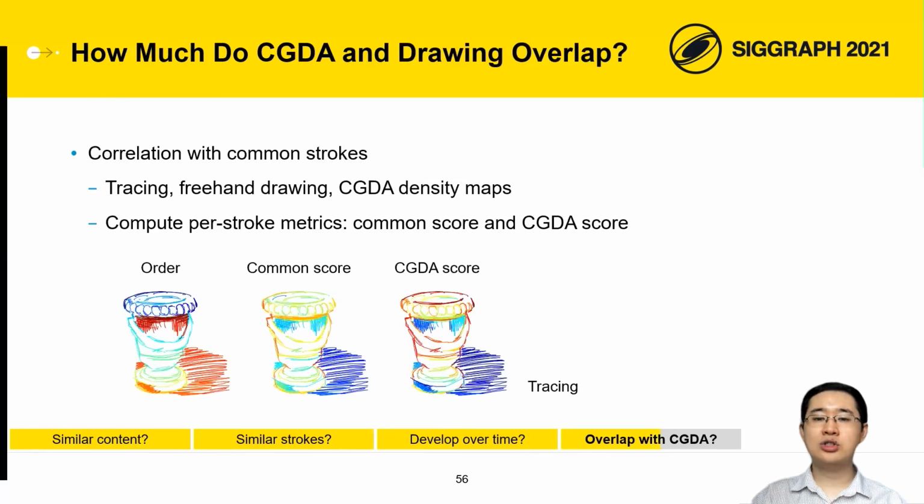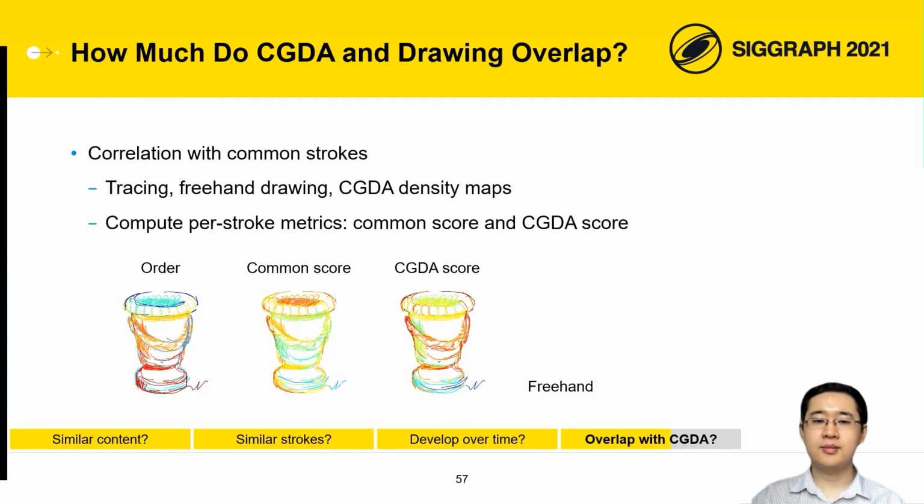We now examine how CGDA corresponds to common strokes. For each stroke, we computed a common score using drawing density to measure how well it covers commonly drawn regions. We also computed a CGDA score similarly. In tracing, we can see that early strokes tend to have high common and CGDA scores. We observed the same trend in freehand drawing.